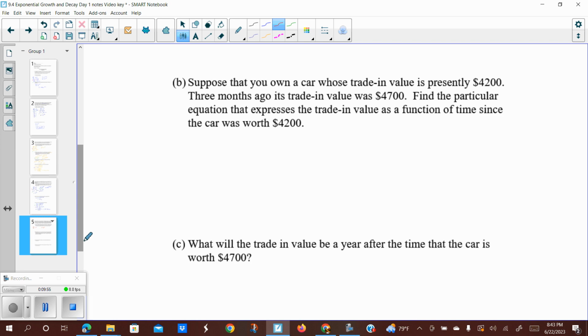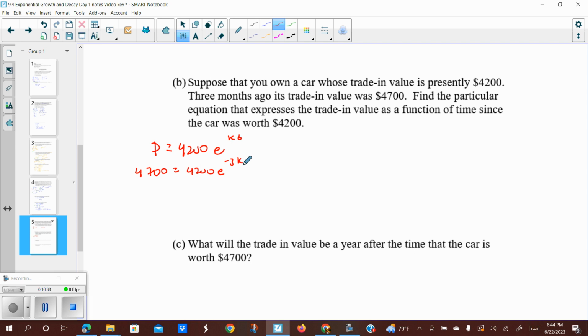I'm going to use the 4200 as the current value, time 0. So we're going to talk about time in the past when we talk about 4700. P equals 4200 e to the kt. And then it says 3 months ago it was 4700, so that would be the P value. So 4700 equals 4200 e to the, and again, t is now going to become negative 3 because that happened 3 months ago. So that'll be negative 3k.